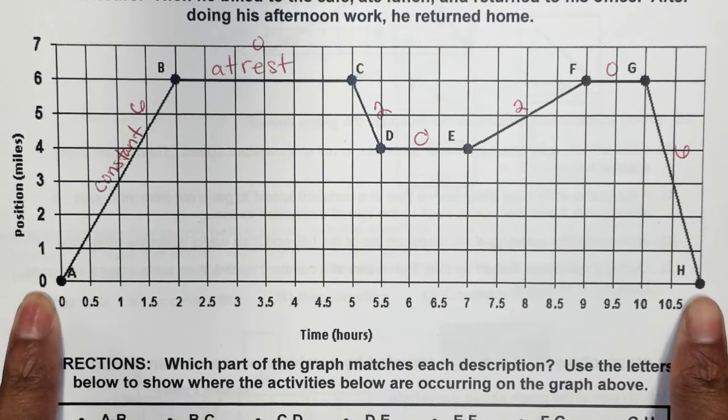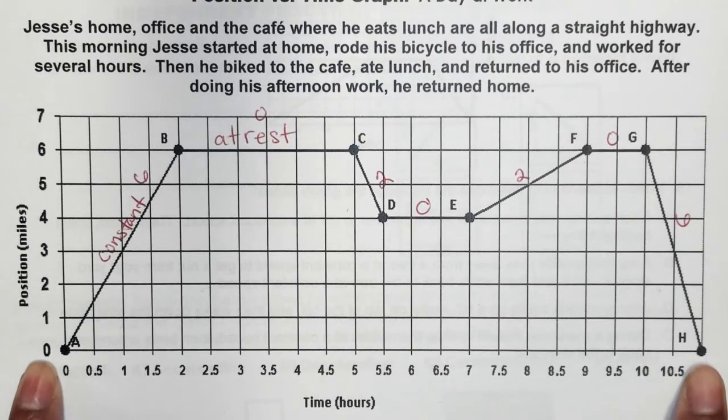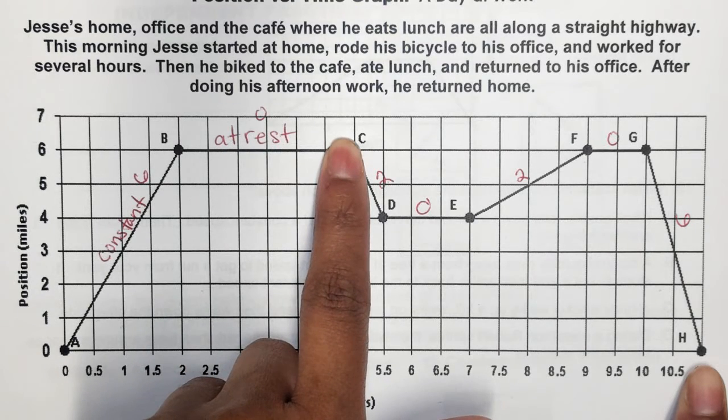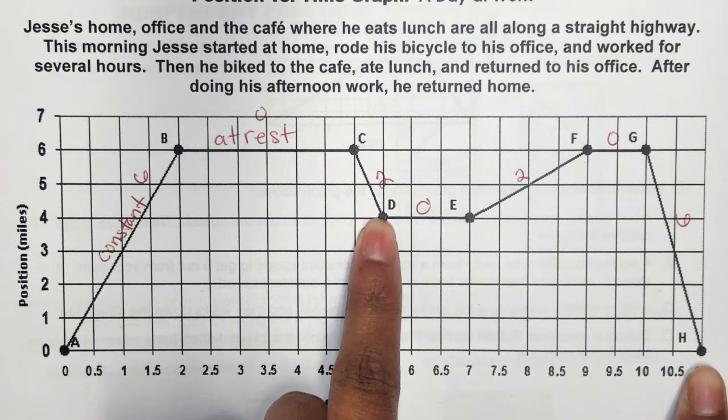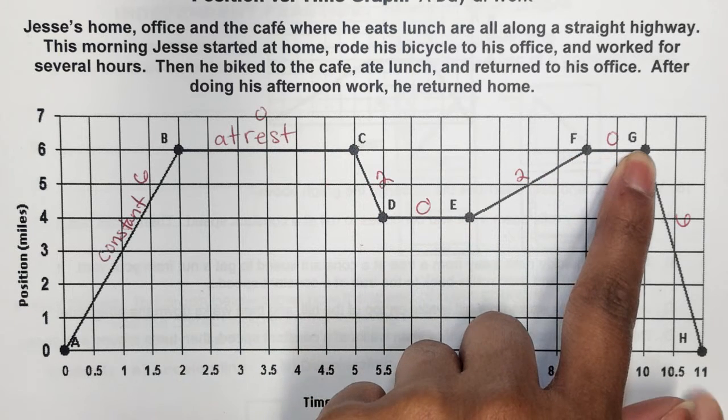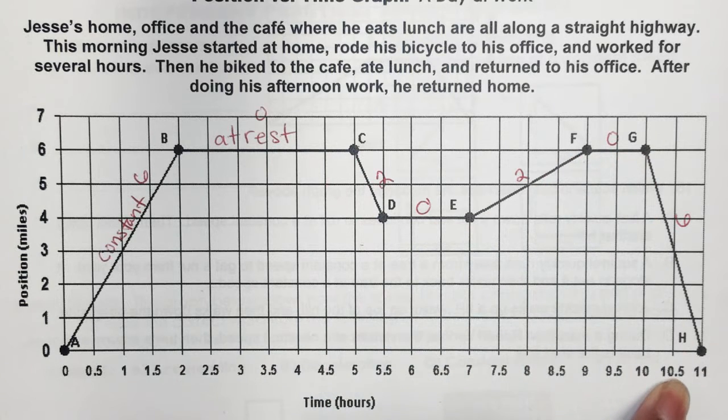So for example, the story for this one is Jesse goes to work. So Jesse leaves home and he goes to work. He works, so his distance is not changing. He goes to lunch. He eats lunch. He goes back to work. He works for a little bit and then he goes back home. That is a PT graph.